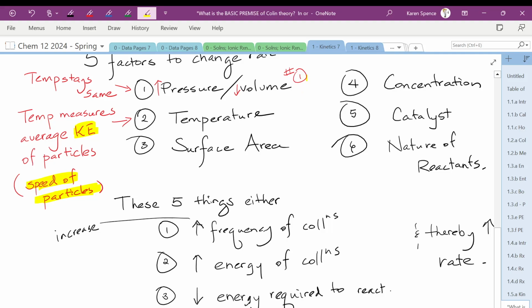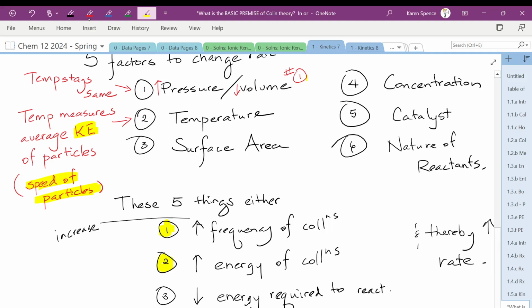So where were we? We were at here, so decreasing the volume increases the frequency of collisions, but it does not increase the energy of the collisions. Does it decrease the energy required to react? No, that's just its own little thing. We'll get to it eventually. Mostly it's going to be factor 1 or factor 2, okay?